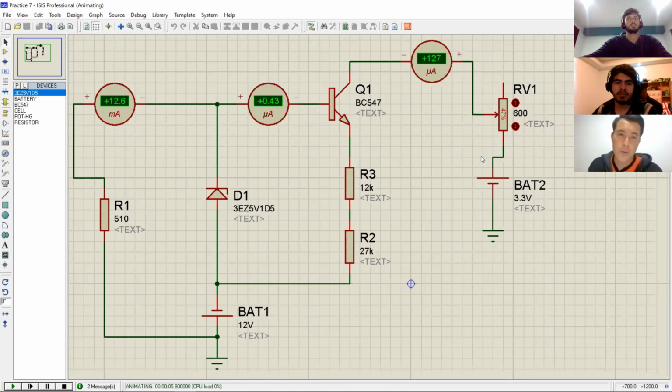supply. And finally, in order to ensure that our constant current source was working well, we started to modify the resistance in the load, and we can see that if we vary the resistance in the load, the collector current doesn't change. And that was it for this practice.